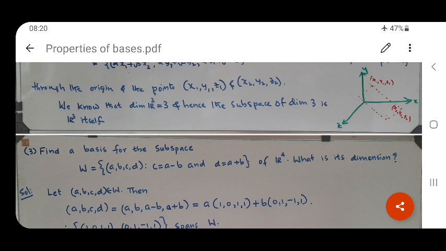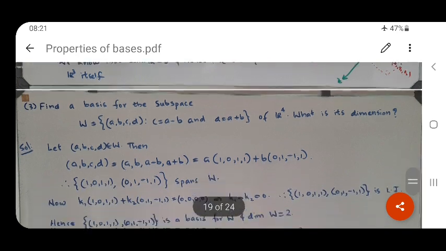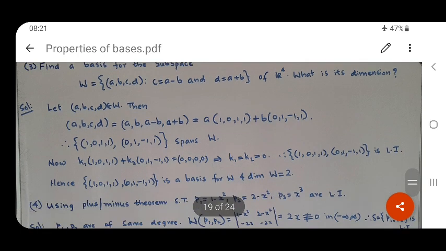As a third problem, find a basis for the subspace of R4 consisting of vectors A, B, C, D where C is A minus B and D is equal to A plus B. What is its dimension? It's clear that C and D depend on A and B. So if A and B are not related, then the basis will be of 2 elements. So A, B, C, D can be expressed as A into 1, 0, 1, 1 plus B into 0, 1, minus 1, 1 in W. Therefore, these two vectors span W and, being linearly independent, form a basis for W.